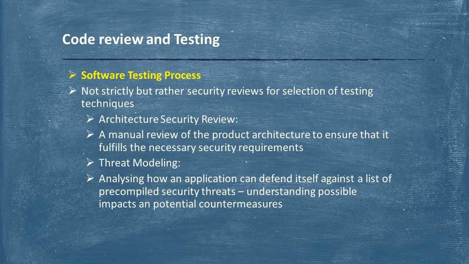Architecture security review and threat modeling is another important terminology as far as we are concerned. Analyzing how an application can defend itself against a list of pre-compiled security threats. We already have a list of threats, and we analyze whether the application can defend against these threats. That is threat modeling, understanding the possible impacts of potential countermeasures. Architectural review is a manual review of the product architecture to ensure that it fulfills the necessary security requirements at a higher level.